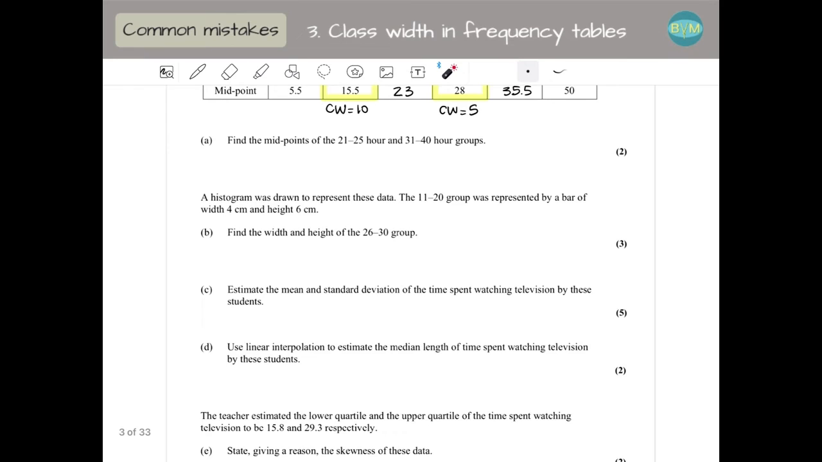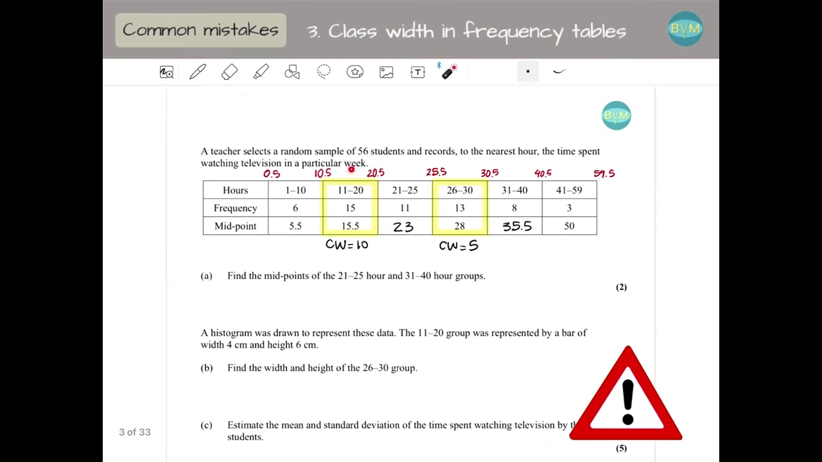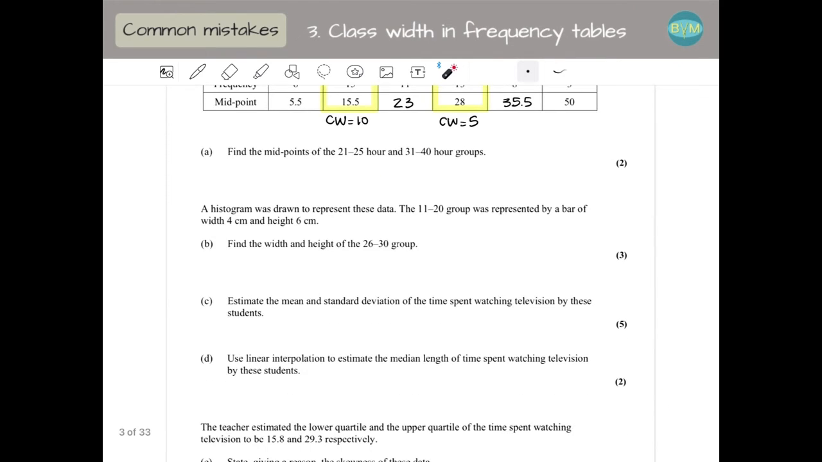Then for D, use linear interpolation to estimate the median length of time spent watching television. Again, this one, if you have the interval wrong, the interpolation will be wrong. So you could lose the marks again if you don't have the correct interval. The median.